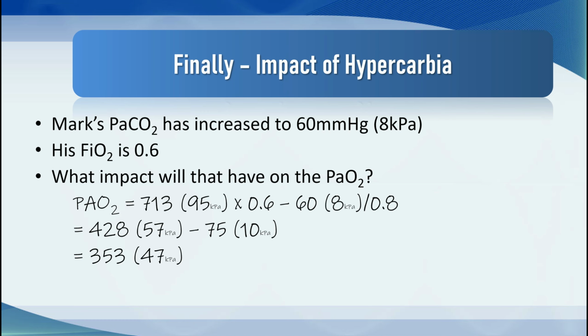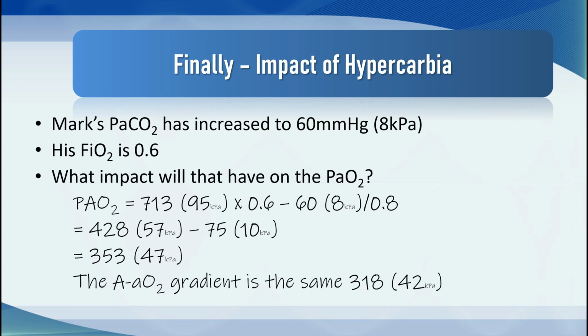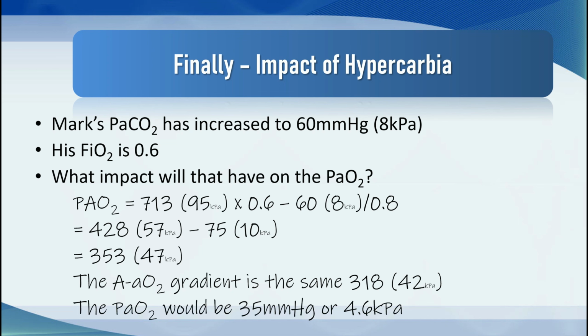But if his lung injury is more or less the same, the A minus a O2 gradient is still 318 millimeters of mercury or 42 kilopascals. And in that situation, the arterial PO2 will be 35 millimeters of mercury or 4.6 kilopascals. Obviously, this is absolutely horrifying, and your reaction might be that we need to give 100% oxygen now, which under the circumstances would not be unreasonable. We need to get Mark's PaO2 up to the safe range. That's about 70 millimeters of mercury, 9.3 kilopascals.